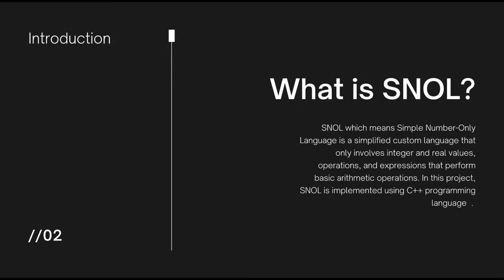Before anything else, let me provide you with a brief description of what SNOL is. SNOL, which means Simple Number Only Language, is a simplified custom language that only involves integer and real values, operations, and expressions that perform basic arithmetic operations. In this project, SNOL is implemented using the C++ programming language. To explain better, we will show a quick run of the program.